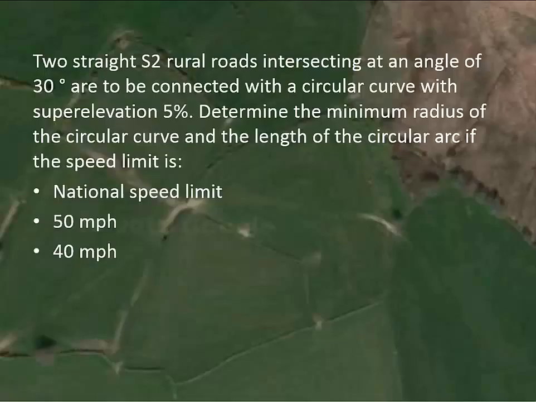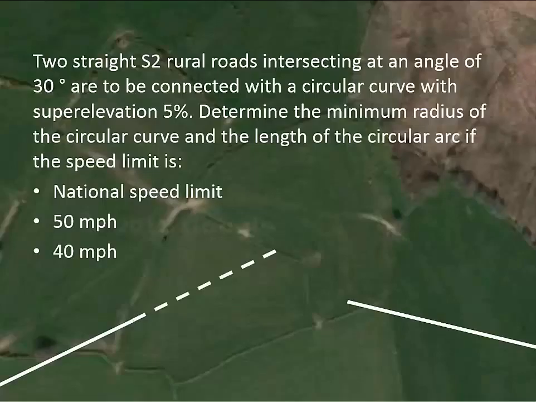So we'll start off looking at an example. We've got two straight S2 rural roads that are intersecting at an angle of 30 degrees, and we need to connect them with a circular curve. We've decided that we're going to use a super elevation of 5%, and we have to determine the minimum radius of the circular curve and the length of the circular arc.